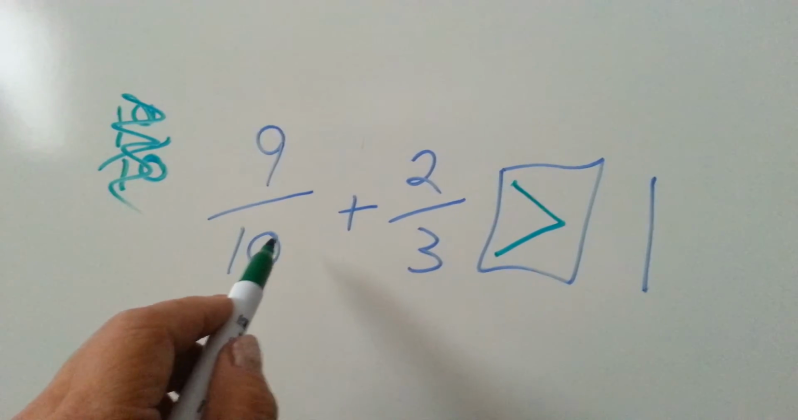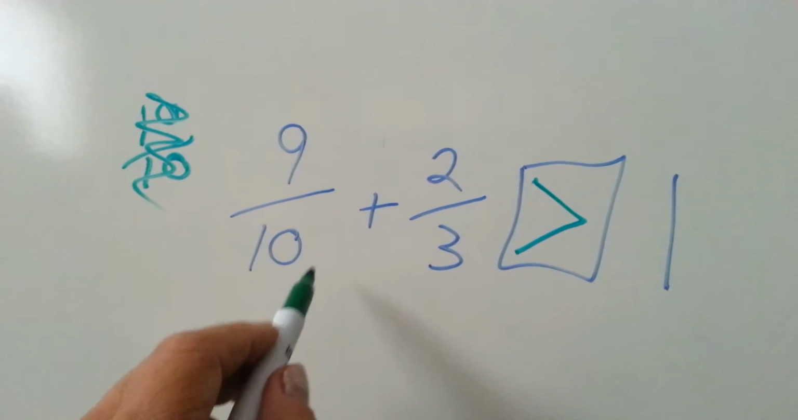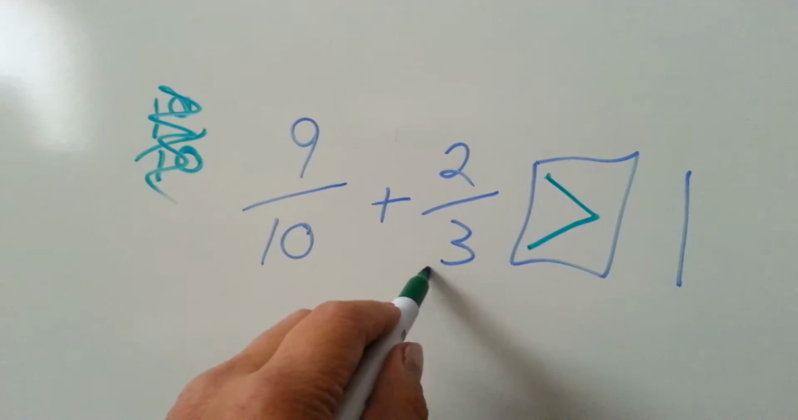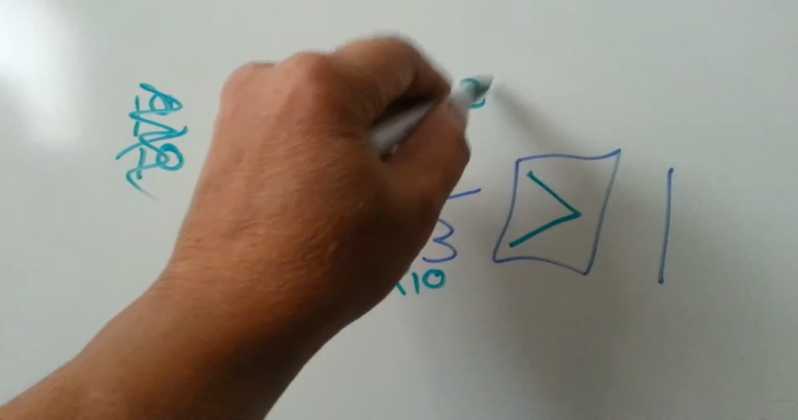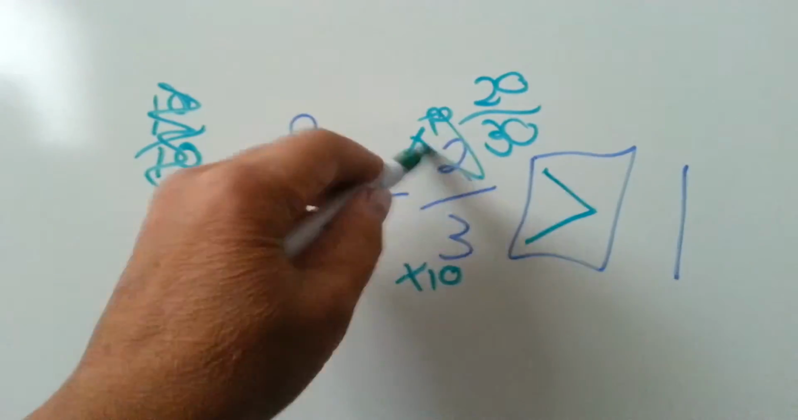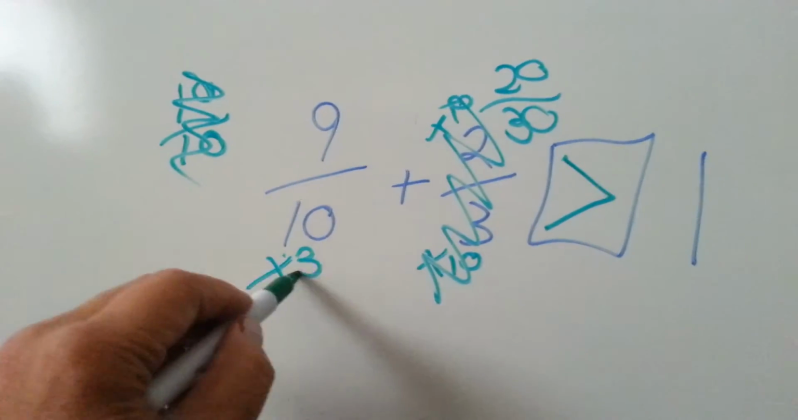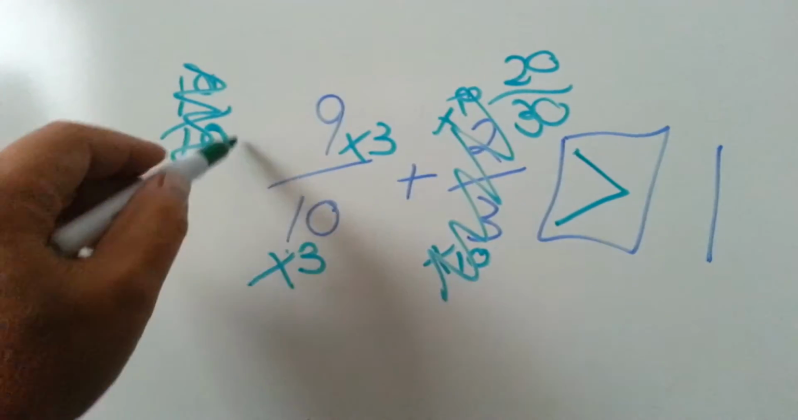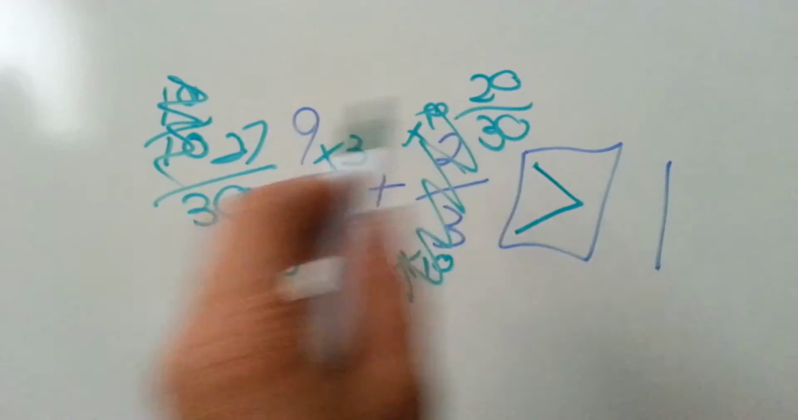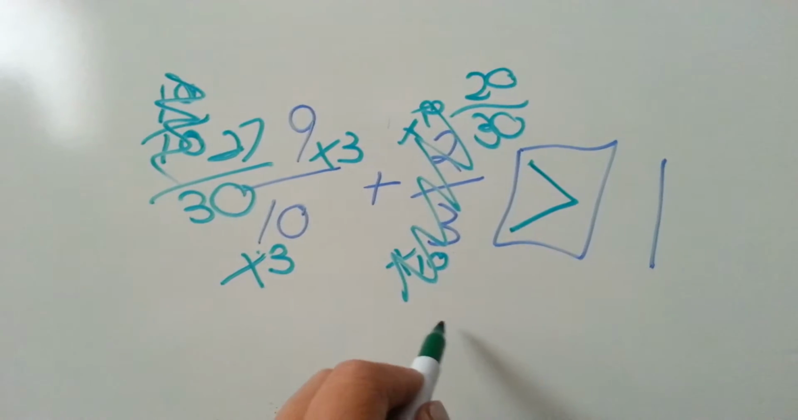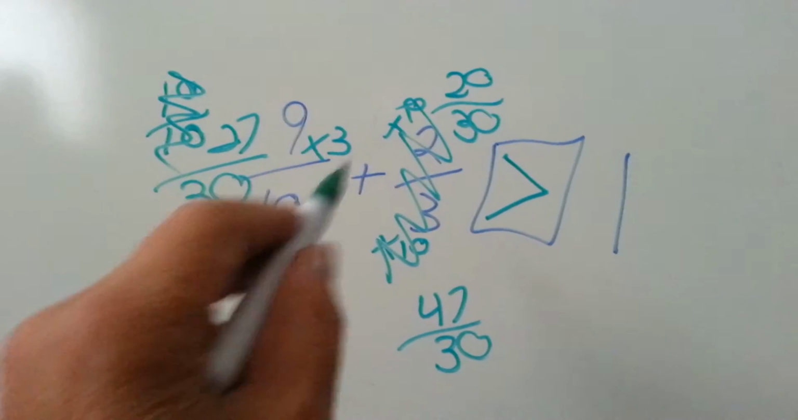What can 3 and 10 meet at? What number? They can both meet at 30. So what does 3 need to become 30? It needs to be multiplied by 10. 2 gets jealous, and it wants to be multiplied by 10. And we get 20 over 30 for this number. What does 10 need to be 30? It needs to be multiplied by 3. 9 is jealous. It wants to be multiplied by 3, and we get 27 over 30. Now, if you were to add 27 over 30 to 20 over 30, you would get 47 over 30. So we were correct. This side was bigger.